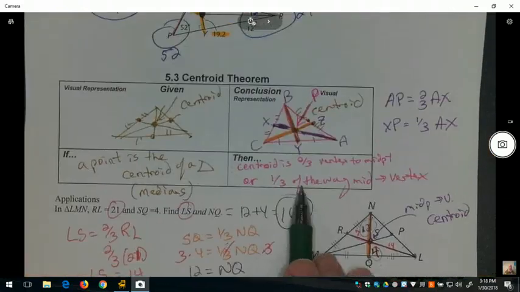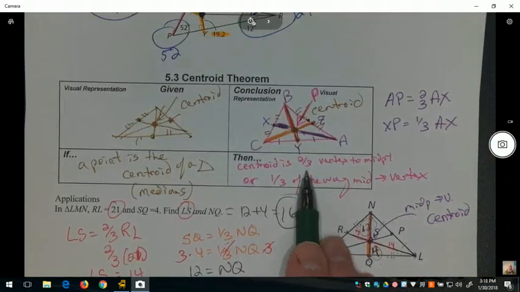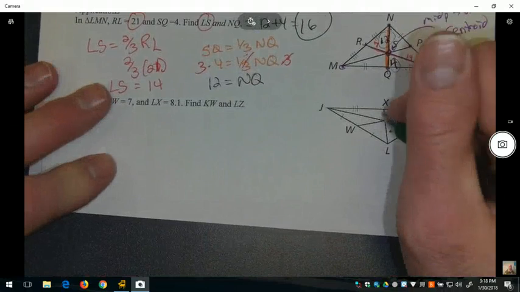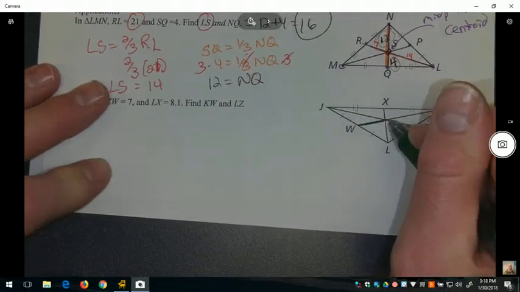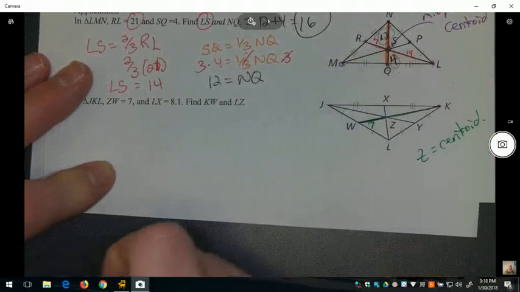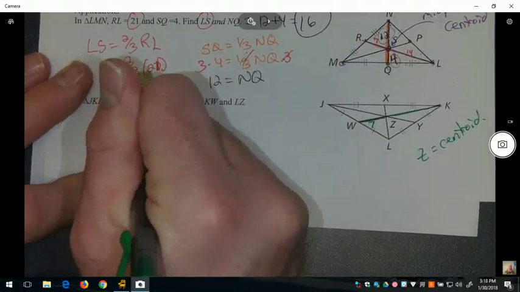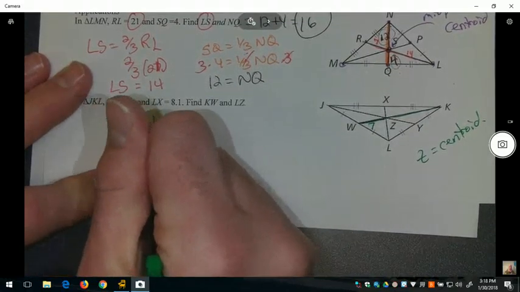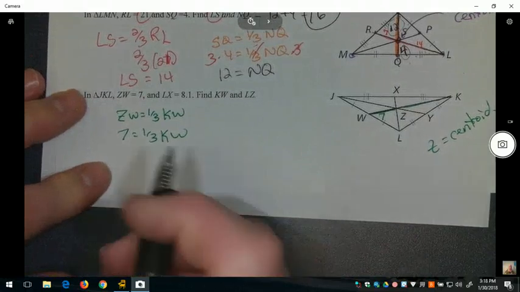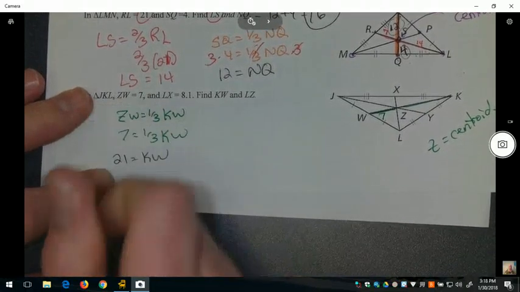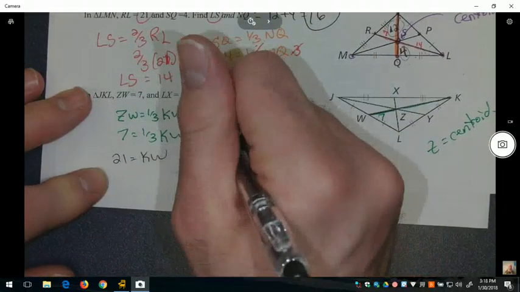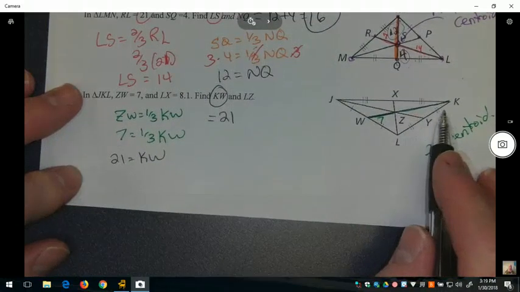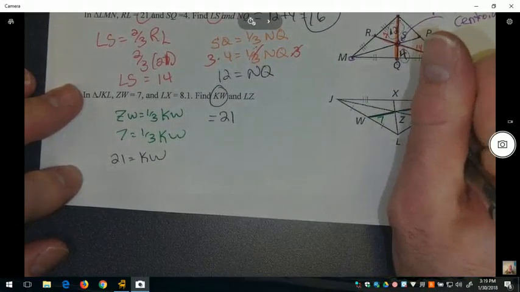Because Z is the centroid, we know that this theorem applies. The longer piece of the centroid is 2/3 of the whole thing. The shorter piece is 1/3 of the whole thing. They have told us that ZW, the shorter piece of KW, is 7. ZW is 1/3 of KW, the whole thing. Well, to solve for KW, we multiply by 3. And we get that KW is 21. We were asked to find KW, so that's 21. We could just as easily be asked to find ZK, which would be 2/3 of 21, 14.